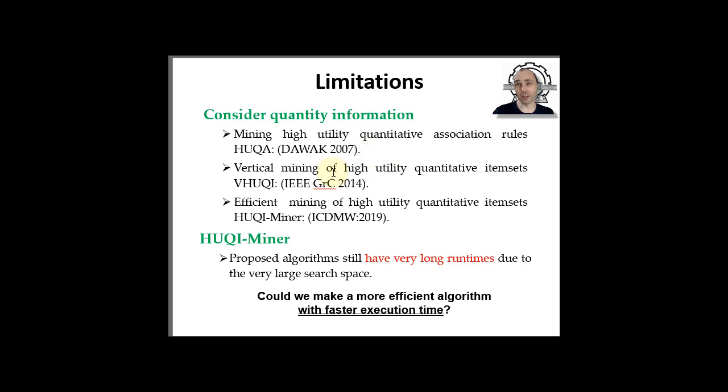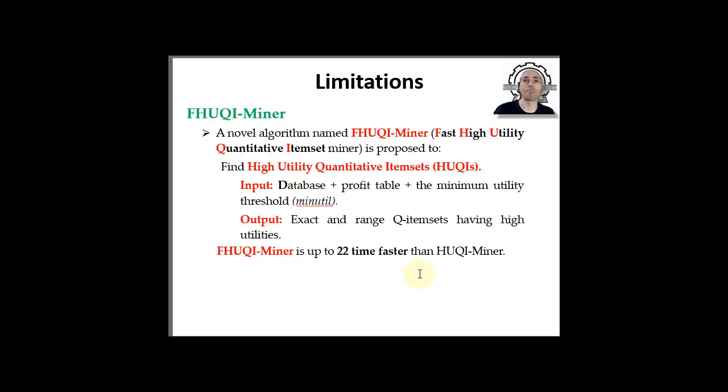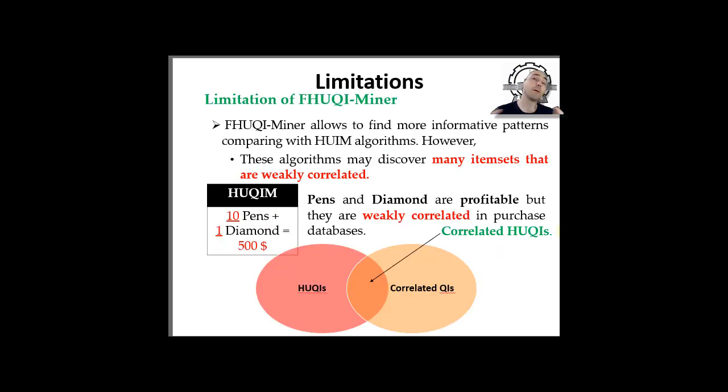To do this, there have been a few papers, as you can see here, and they use different approaches to find the solution. In previous work, last year, we proposed one algorithm, HUQI-Miner. It is very fast, up to 20 times faster than the best algorithm until now. But there is one problem. Even with this algorithm, we can find the item sets that make a lot of money, the products.